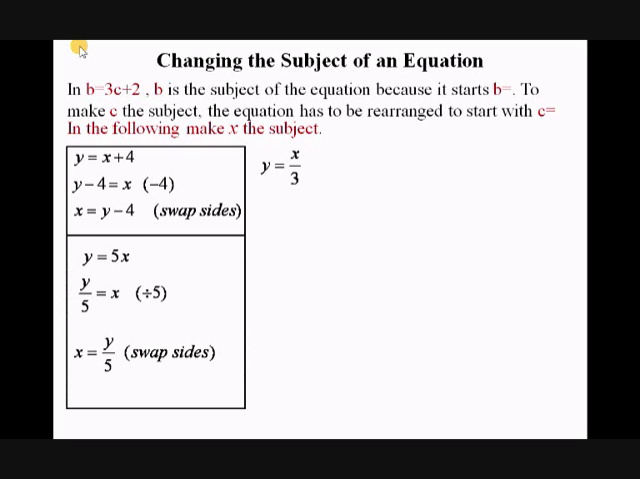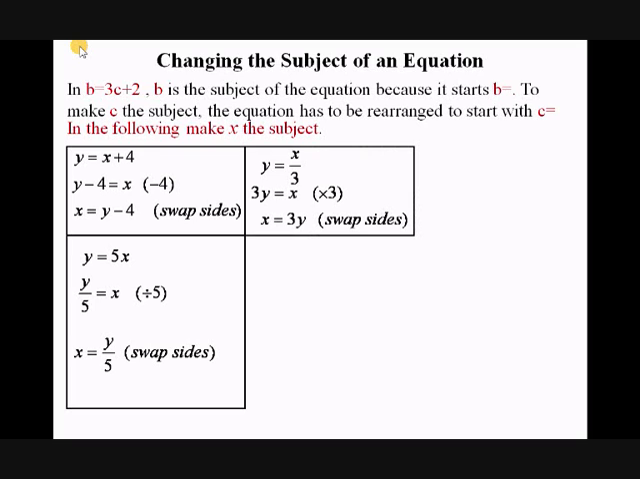Look at this one. y equals x over 3. As we've just said, x over 3 means x divided by 3. So to get x on its own, I'm going to do the inverse process. The inverse of divide is multiply, so I'm going to multiply each side by 3. And that's going to give me 3y equals x. Again, swapping sides, x equals 3y.